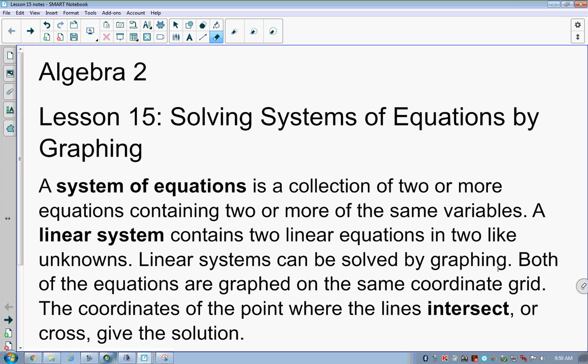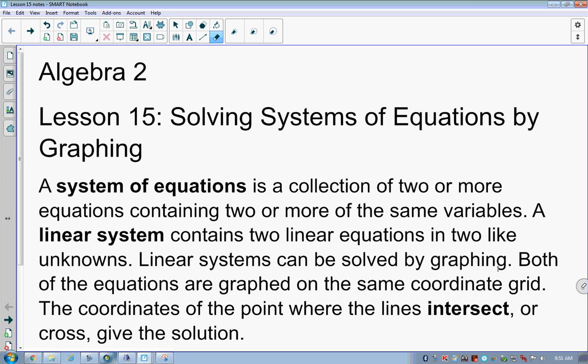All right, a linear system contains two linear equations in two like unknowns, meaning that a linear system has to be two linear equations. You can't have like a quadratic and a linear, right? A linear system has to have two linear equations, really at least two. We can solve systems of linear equations with even more than that, but linear systems can be solved by graphing.